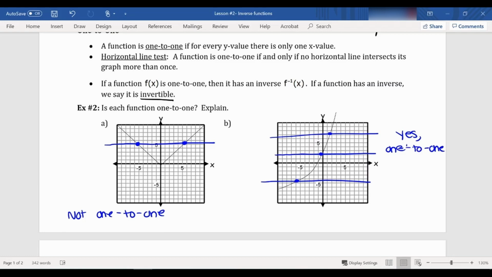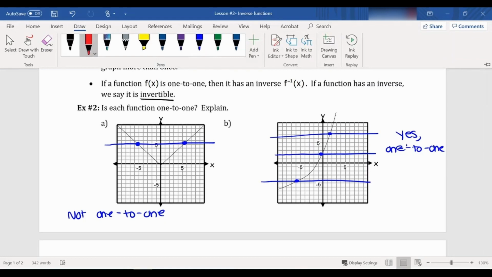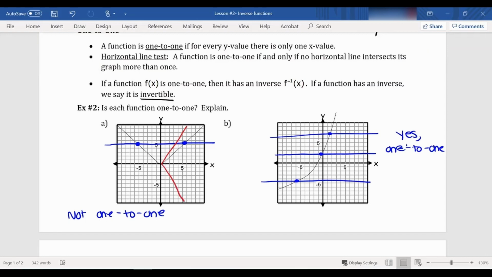Okay. And if I think about this, I wouldn't draw this on your notes, but the inverse of this absolute value one would look something like this. And so if we draw a vertical line, we can see that vertical line would cross more than once. This other one, if I draw it, would look something like this. And so same thing, if I were to draw vertical lines, they would only cross once. Okay, so you can see the relationship between 1-to-1 and inverses being functions.